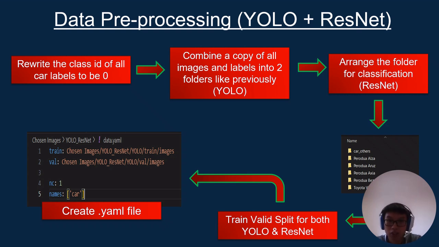Next, both the YOLO folders and the ResNet folders will undergo the train-valid split with the same ratio, 80% for training and 20% for validation. As for the .yml file, there will only be one class, which is car.